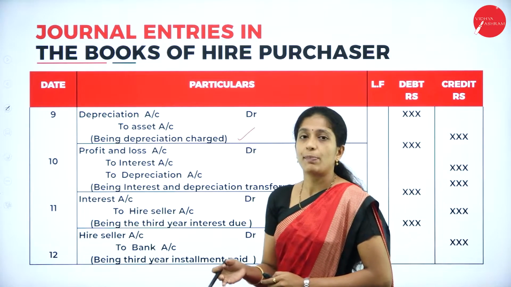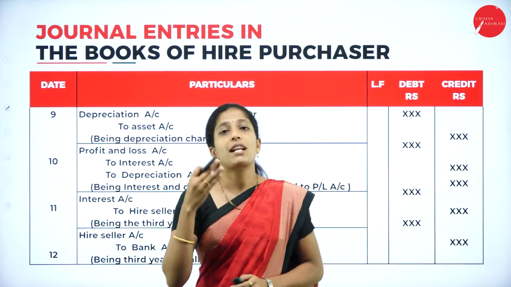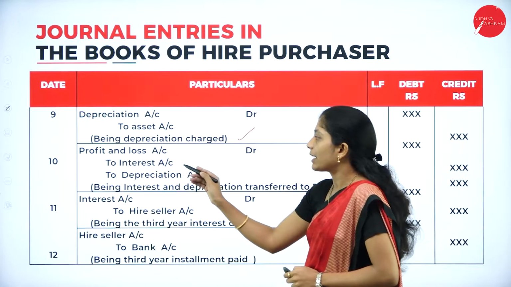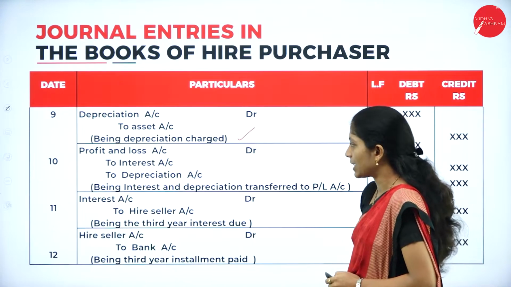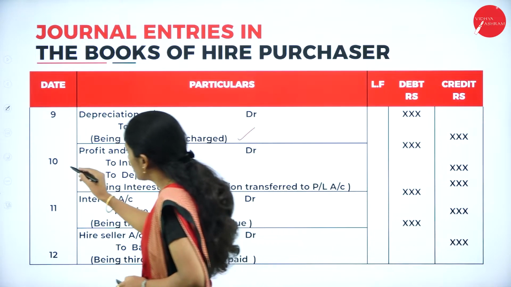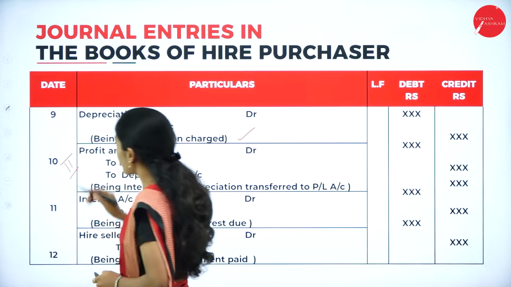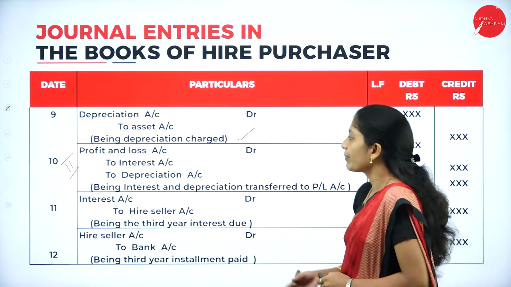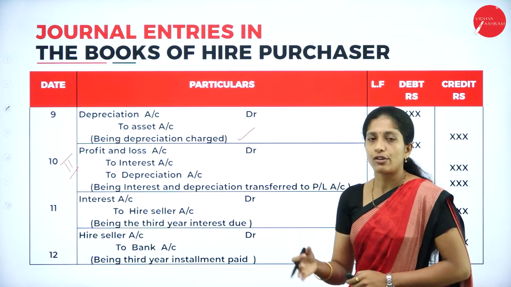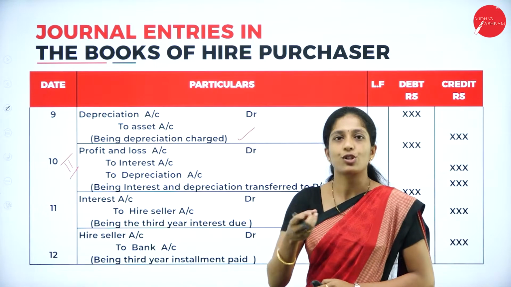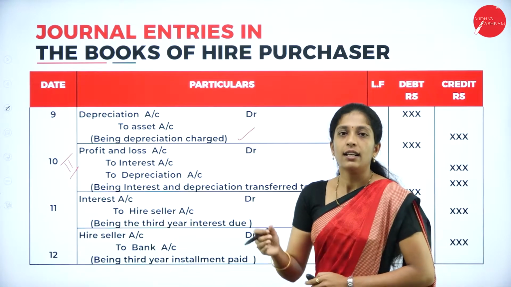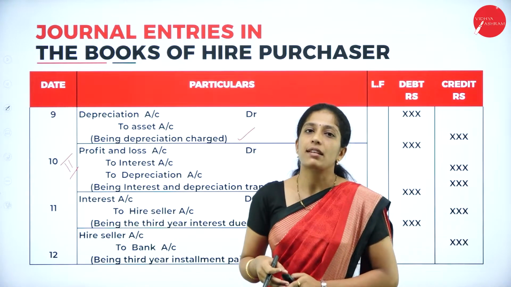Next, your fourth entry will be to transfer depreciation as well as interest to profit and loss account. So profit and loss account debit to interest account and depreciation account. So from the 7th entry to the 10th entry will be for the second year. Next, come to the third year. Here also there is no down payment and no receiving of asset because it has already been done in the first year. So start recording the entries from interest due.